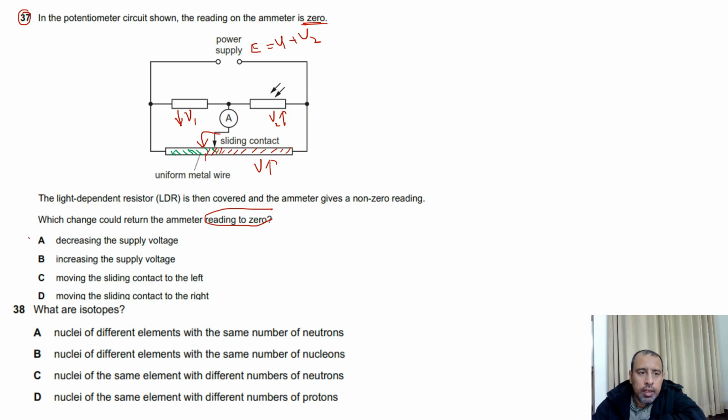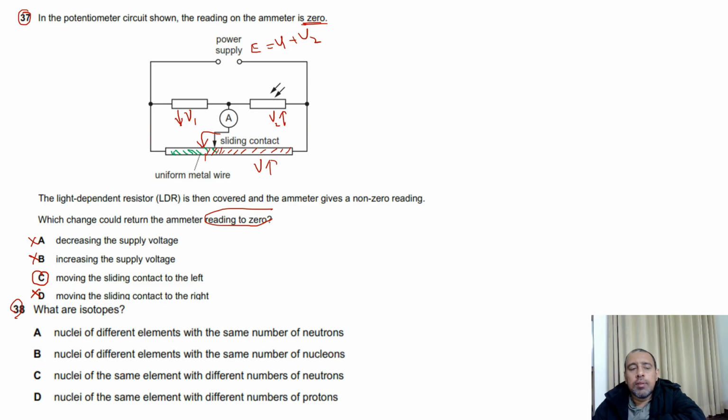Decreasing the power supply is wrong, increasing the supply is wrong, moving the sliding contact to the left is the correct answer. And moving the sliding contact to the right is wrong, because when we move it towards the right, the voltage decreases and we have more potential difference, and the ammeter will not show 0.